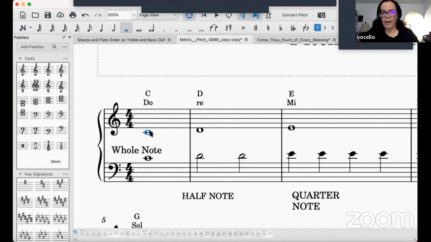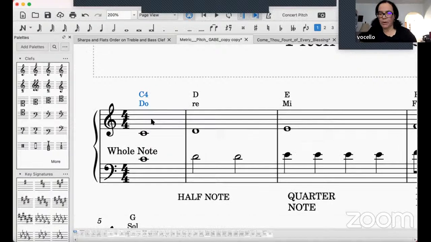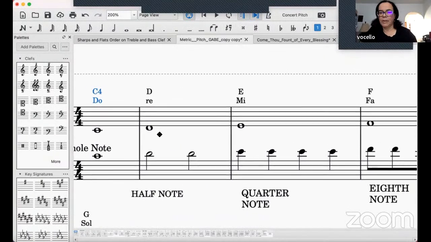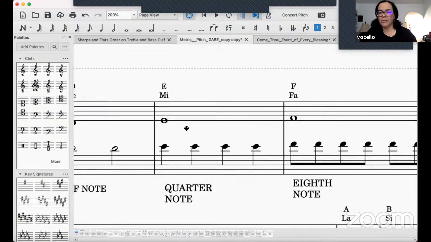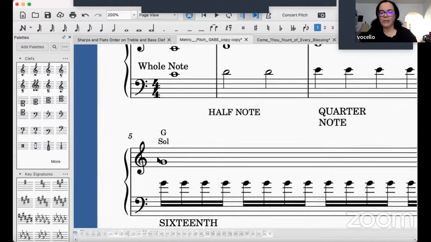So the first ledger line below the music staff on the treble clef is your middle C, or C4. The first space below the music staff is D. The first line on the treble clef is E or Mi. The first space is F or Fa. The second line is G, the signature of the G clef, the treble clef, or clave de sol. G is the second line, or Sol.